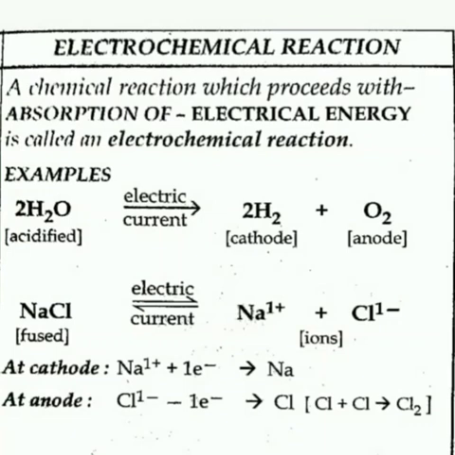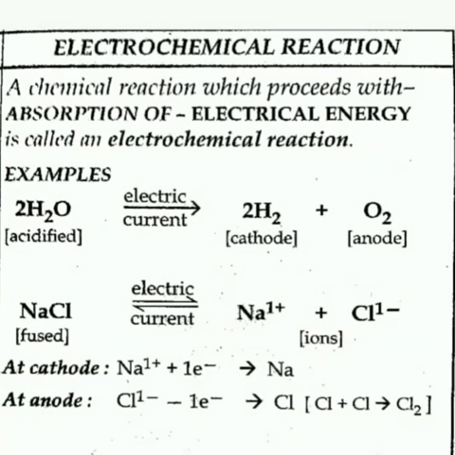You separate Na+ and Cl- from sodium chloride. That is also in the presence of electricity. By applying electricity, you get Na+ and Cl-. So these are the examples of what? Electrochemical reaction. That means the chemical reaction which proceeds with absorption of electricity is known as an electrochemical reaction. For example, to separate hydrogen and oxygen from water by applying electricity, or you can separate sodium and chlorine from sodium chloride by supplying electricity. These are the examples of electrochemical reactions.